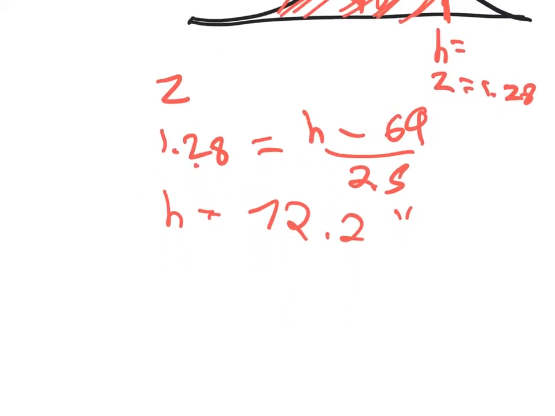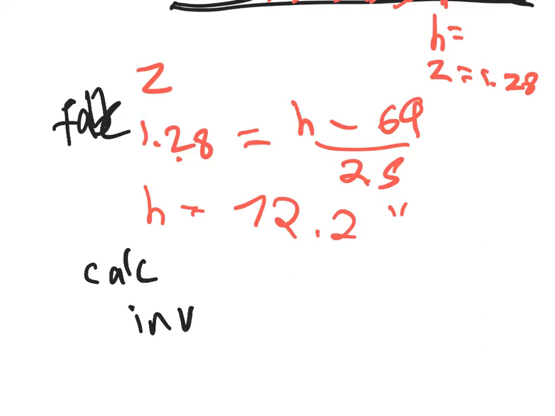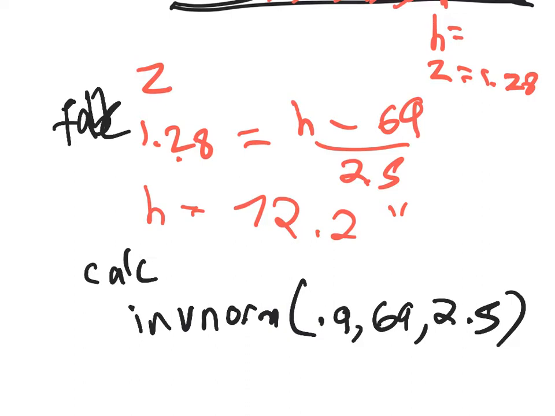Let's use a calculator and double check it. Write this down. This is by hand with the table. This is with a calculator. Inverse norm. Inverse norm says I already know the percent. It's 0.9. Inverse norm is second distribs, number 3. The average again was 69, and the standard deviation is 2.5. If you key that in, it should give us an answer pretty close to 72.2.